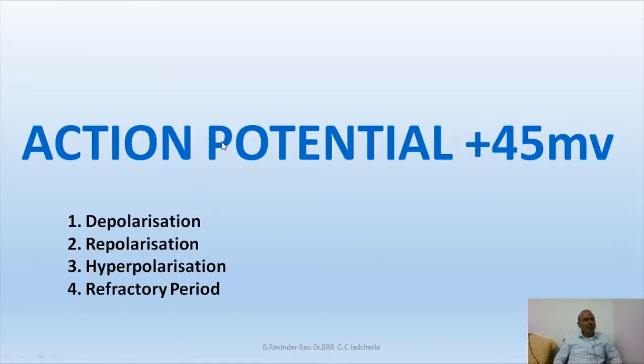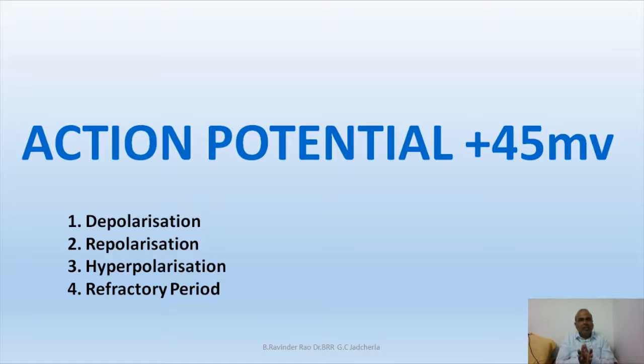Friends, you have understood how resting potential is established. Resting potential is established because of different concentrations, and there are negatively charged amino acid ions. Now, how does the resting potential get disturbed? If you disturb the resting potential, that is called action potential.